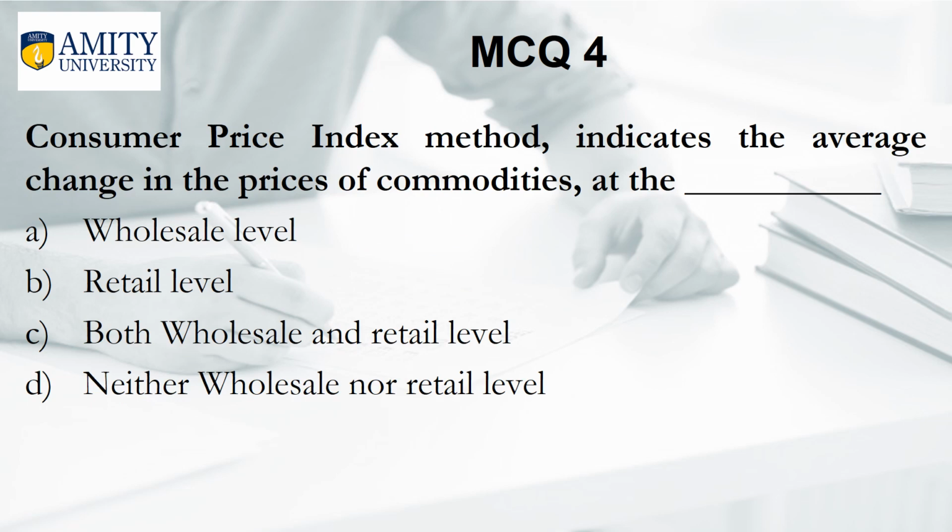The Consumer Price Index method indicates the average change in the prices of commodities at the: A, wholesale level, B, retail level, C, both wholesale and retail level, D, neither wholesale nor retail level. And the right answer is B, retail level.